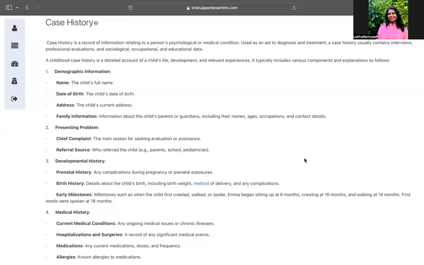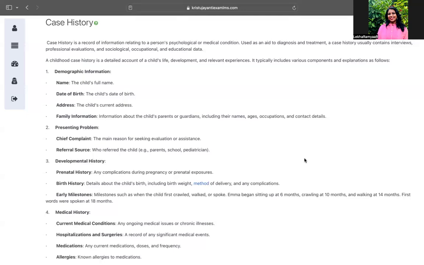Maybe they were living near a poisonous gas producing factory, things like that. So that is prenatal exposure. Coming to the next point, birth history. Was the birth a normal one or a C-section? And were there any other complications during the birth of the child?